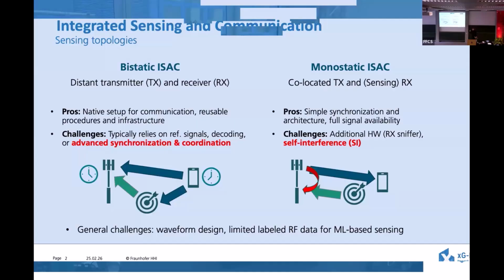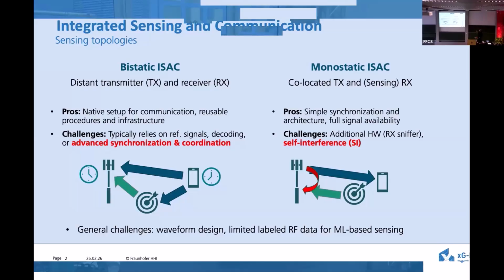And then the idea is to use the communication infrastructure to provide additional services related to sensing, right? And here, the big challenge is synchronization and coordination between, for example, different base stations. Here we can have scenario uplink, downlink, but I think that for the talk, it's not so essential.